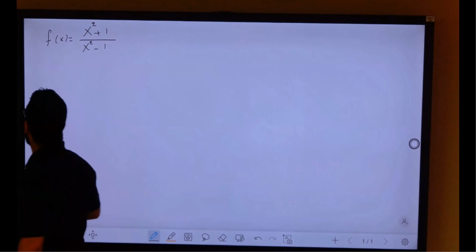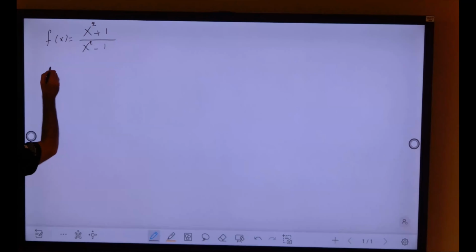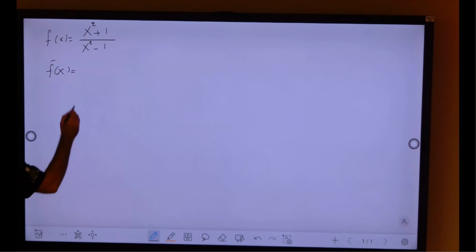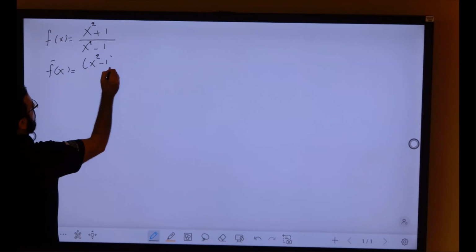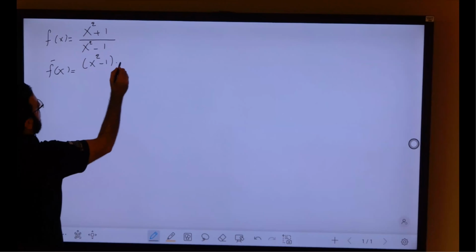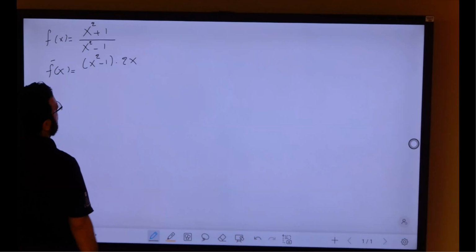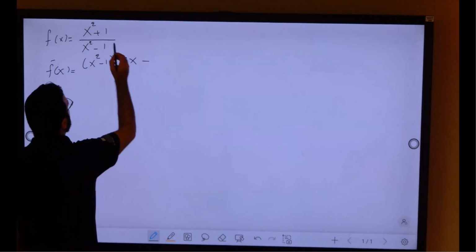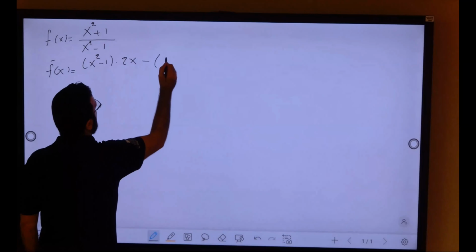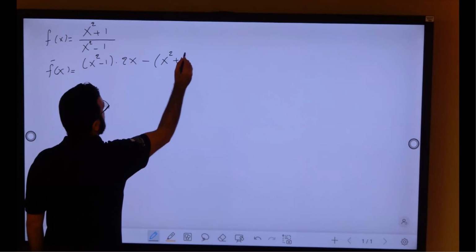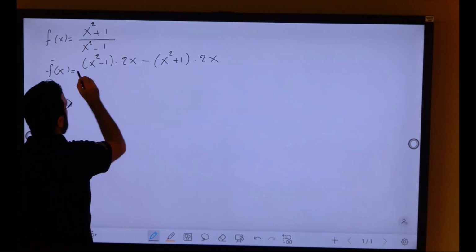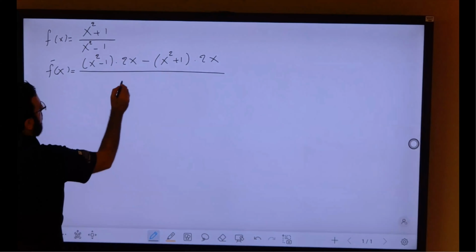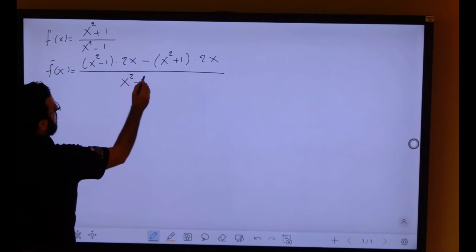They're going to say, okay, the first derivative is going to be x squared minus 1 times the derivative of the top, which is 2x, minus x squared plus 1 times the derivative of the bottom, which is 2x, and everything divided by x squared minus 1 squared.